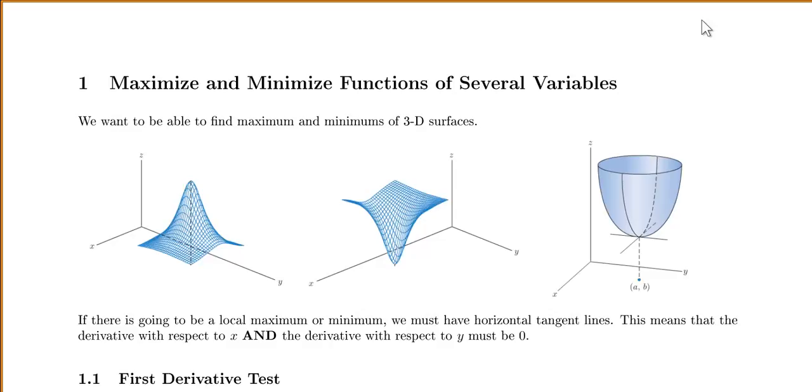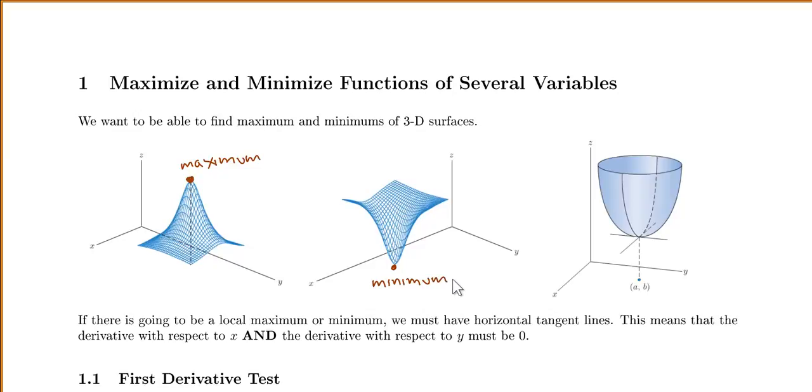Now we want to be able to find the maximums and minimums if we have functions of several variables. So remember, if we're graphing something with two variables, it looks like a 3D surface. And let's say we want to find the max or min. In this case, it looks like we'd have a peak here, and this would be my maximum. It's the highest value in that area. And this would be my minimum, still the lowest value in the area.